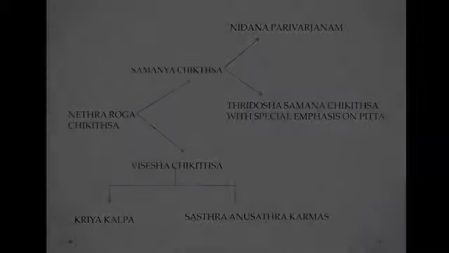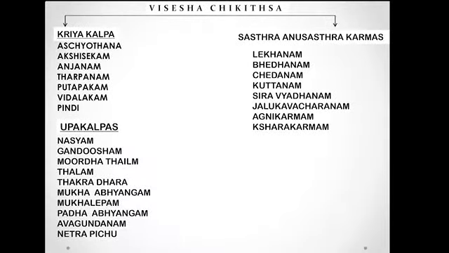Kriya Kalpa in Netra, according to the Acharyas, includes Seka, Aschyotana, Anjana, Tarpana and Putapaka. Everyone knows these and has studied them in BAMS also. These are the Kriya Kalpas we normally do. Pindi and Bidalaka were explained in Sharangdhara Samhita. But apart from that, we can go on adding other kalpas also.